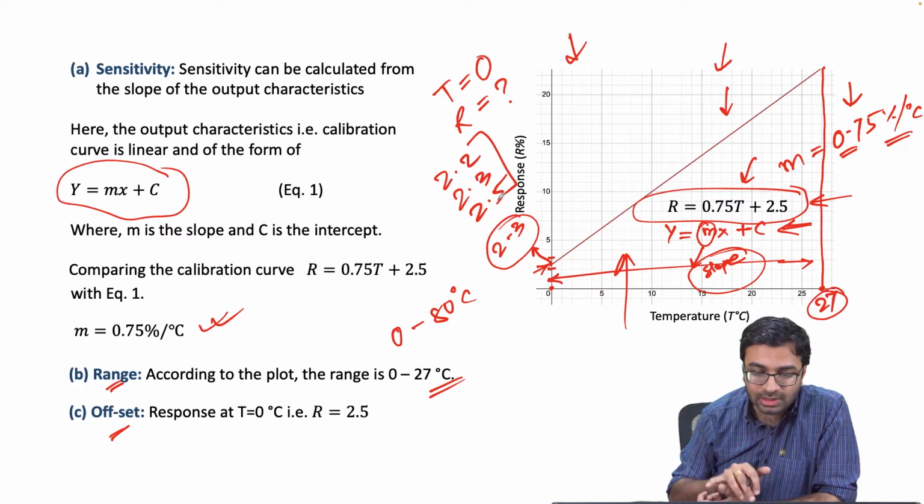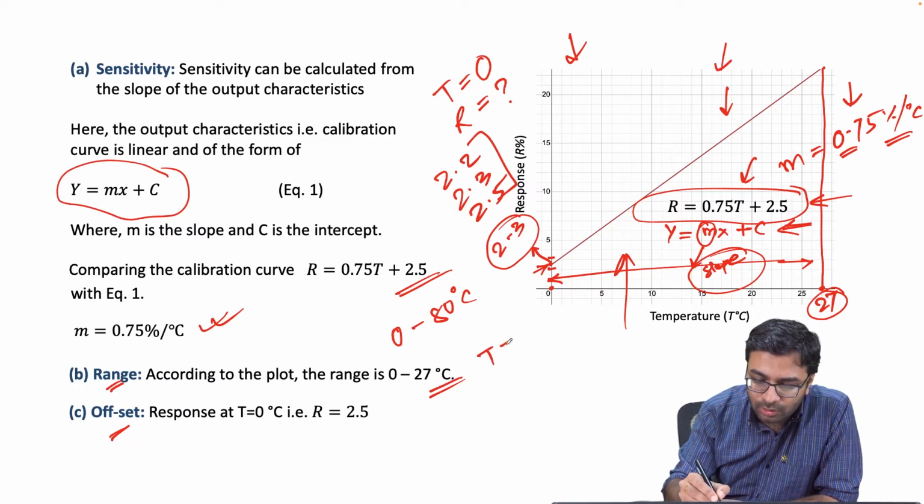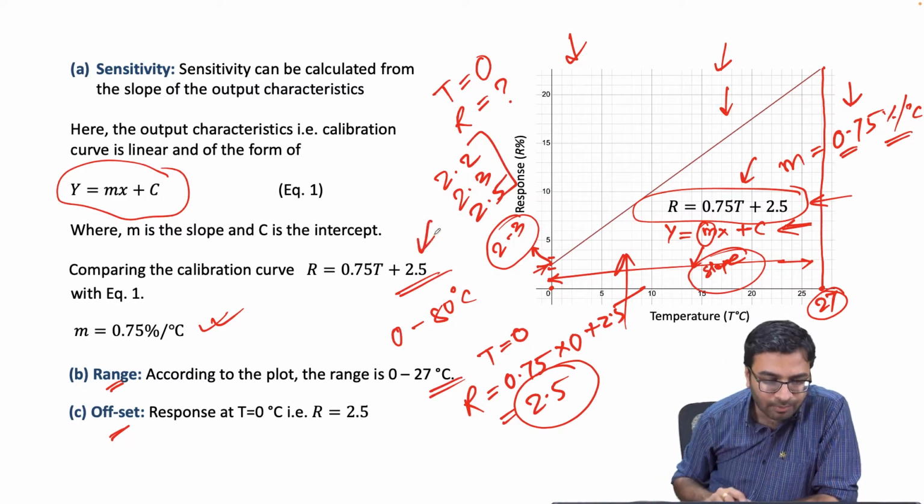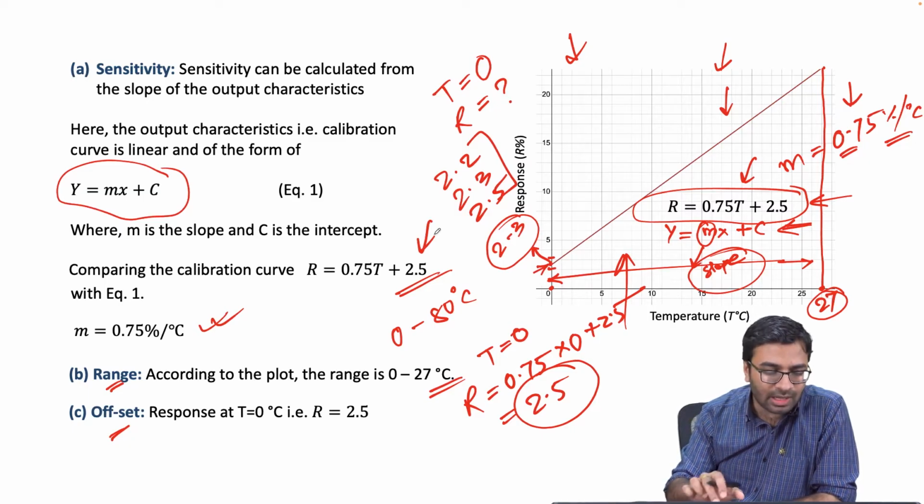So what you can do is, if you have the equation with you, you just put T equal to 0 in that equation. So your R will be 0.75 into 0 plus 2.5. So it is giving you 2.5. In this case, you can very accurately measure the offset of the sensor. At T equal to 0, R is equal to 2.5. That means the offset of the sensor is 2.5.